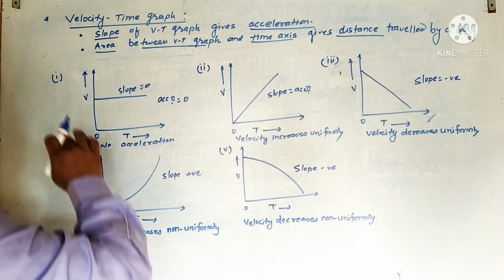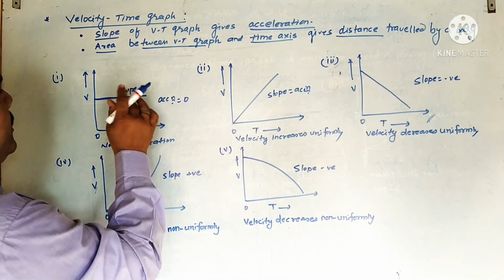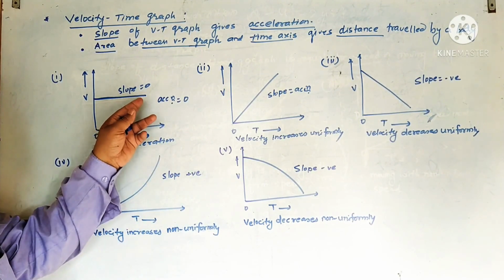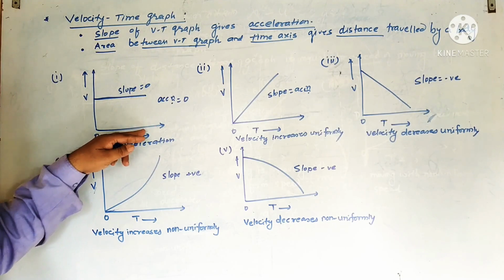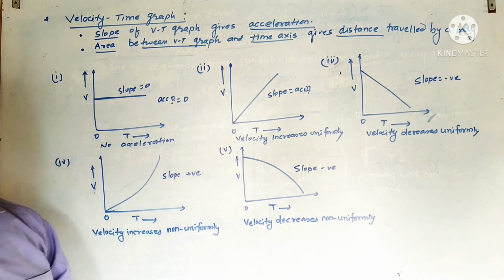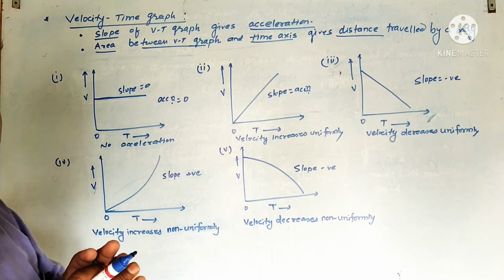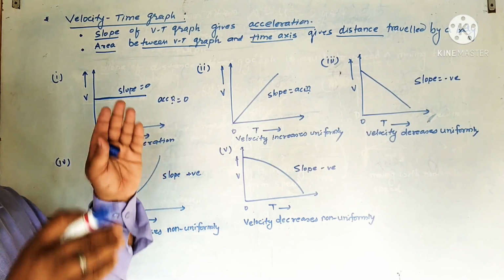Okay, so in first case, see here that this line, that is velocity time graph. Okay, this line is parallel to time axis. It means what? That here slope will be 0, means this line is not making certain angle with the time axis, so here slope is 0, so we can say that acceleration is here 0, means there is no acceleration, means that object is moving with constant speed, that is velocity.